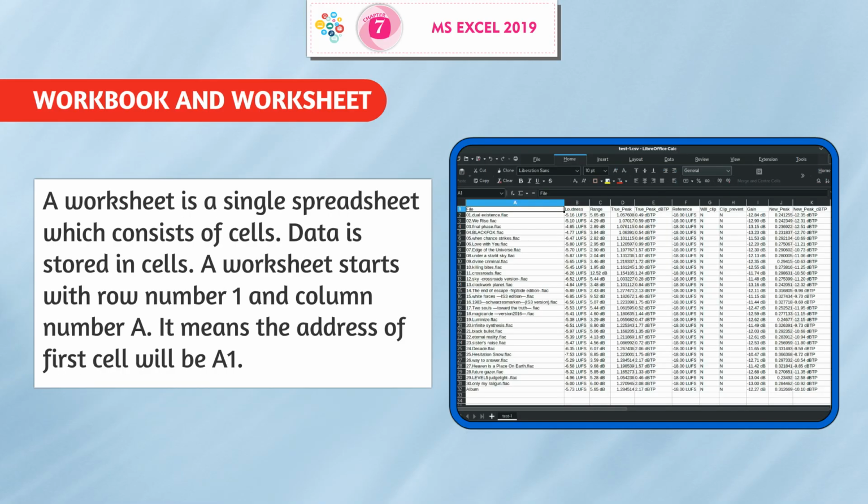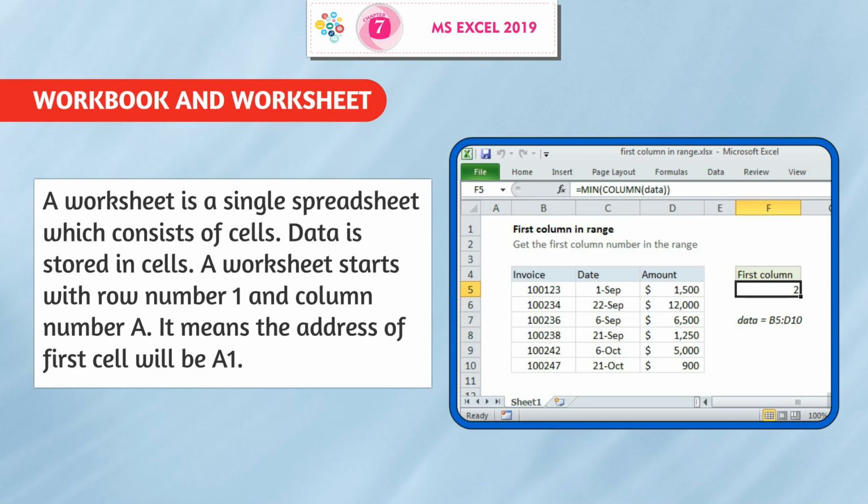A worksheet is a single spreadsheet which consists of cells. Data is stored in cells. A worksheet starts with row number 1 and column number A. It means the address of the first cell will be A1.